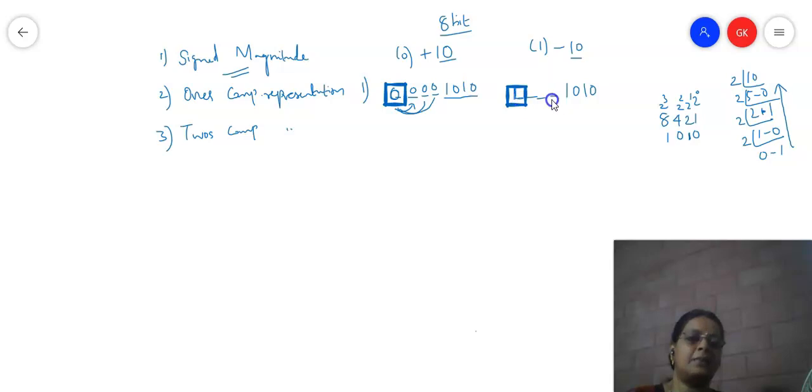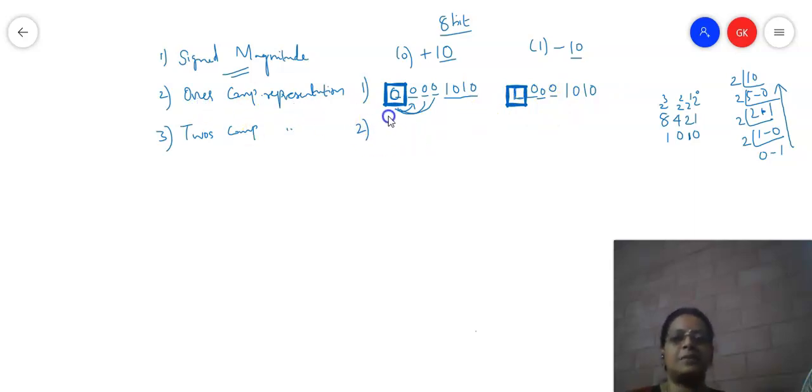And then the remaining bits have to be extended. In the normal sign magnitude representation, we will represent this bit as 1, and then we will just fill up the rest with zeros. So this is going to be the sign magnitude representation of minus 10. Plus 10 and minus 10 in sign magnitude representation we have written. Now we will see what the ones complement representation is.